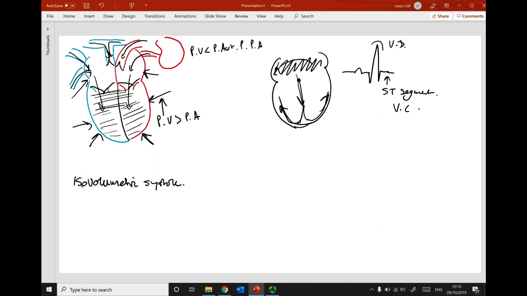Isovolumetric systole. So let's translate that into plain English. Iso, no change. Volumetric, no change in volume. Systole, contraction. Which means the atrioventricular valves are closed. The semilunar valves stay closed. But the ventricles are now contracting, which means the intraventricular pressure, the pressure inside the ventricles, is starting to go up and up and up. Which means the blood wants to work its way out, but it can't. So there's no change in volume, but a lot of change in pressure.